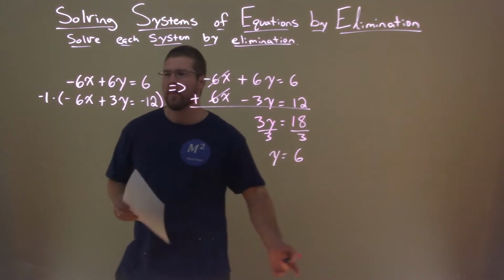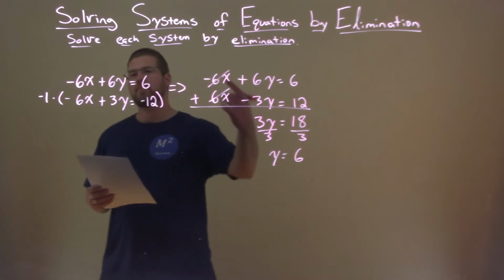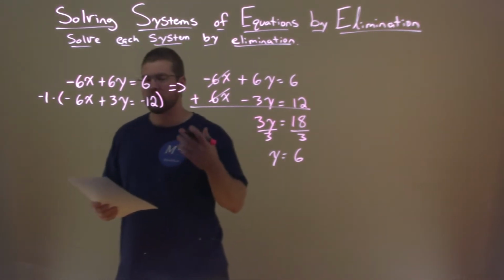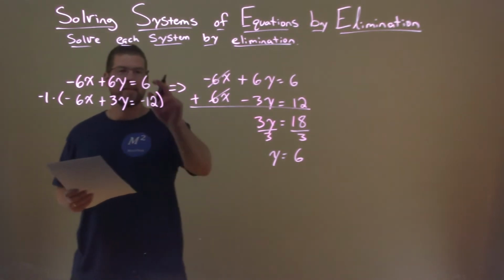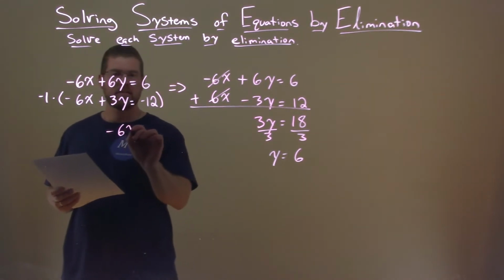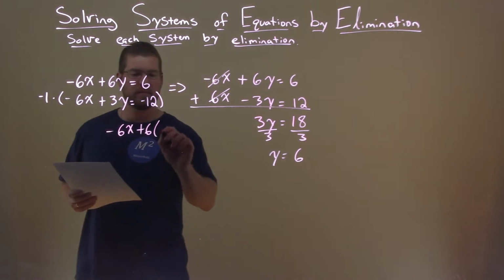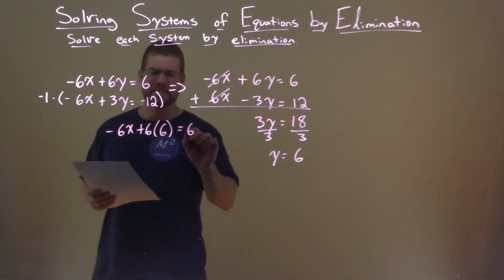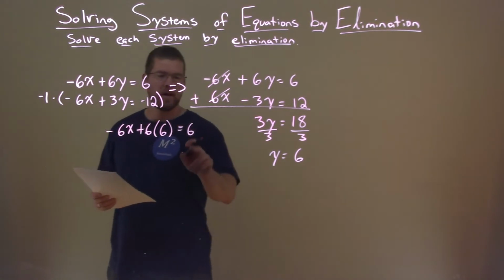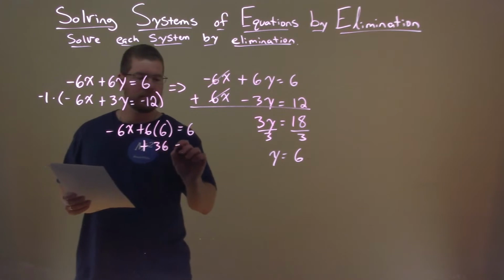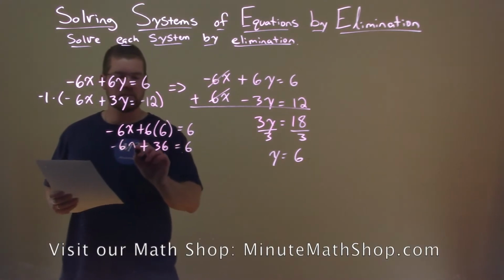Alright, halfway there. We need to take that value of 6 and plug it into one of our equations and solve for x. We try to see which one is easier, and I think it's the top one. Negative 6x here plus 6y, but instead of y, I'm putting that 6 in. A lot of 6's here. Oof. Be careful with that. Equal 6. So, 6 times 6 is 36. Bring down the other stuff.